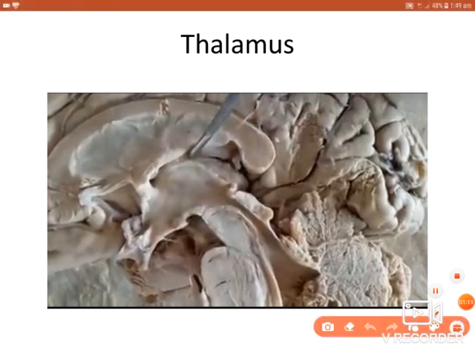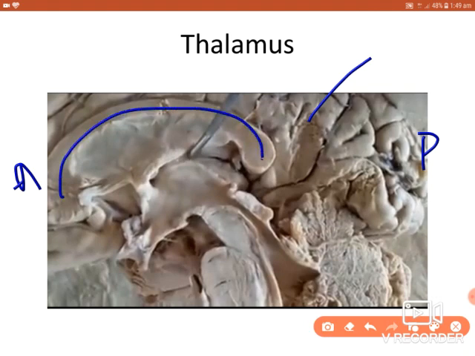Here in this figure is the closer view of the thalamus. This is the right half of the cerebral hemisphere, anteriorly and posteriorly. You can see the corpus callosum. This is the thalamus. Towards anteriorly, this is the anterior pole. Towards posteriorly, this area is the posterior pole. So this is the right half, and like that the left half is there. Here this forms the medial surface of the thalamus.